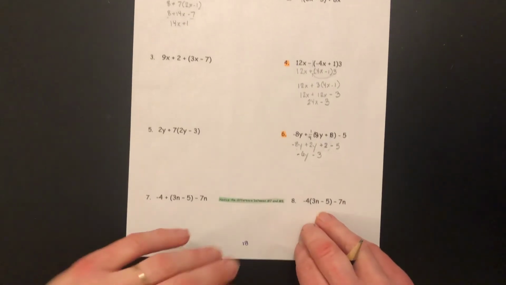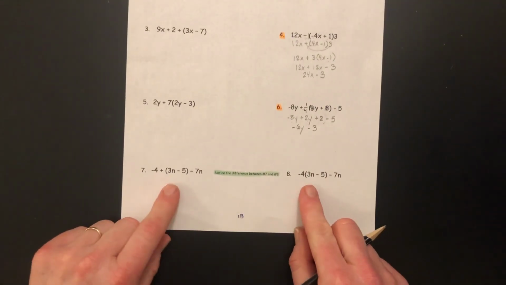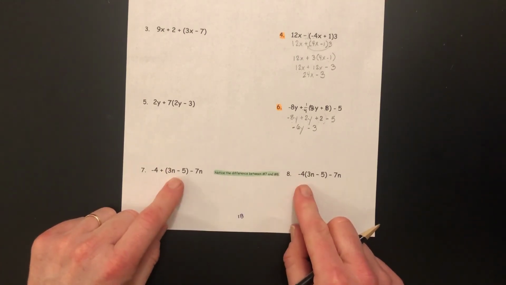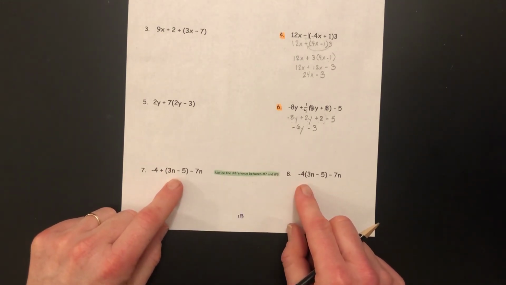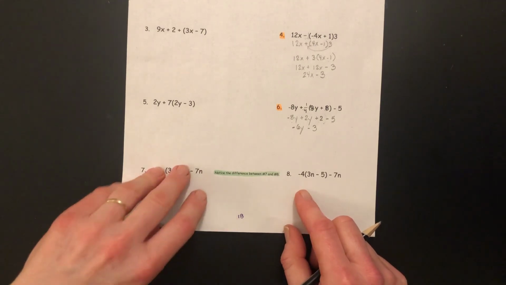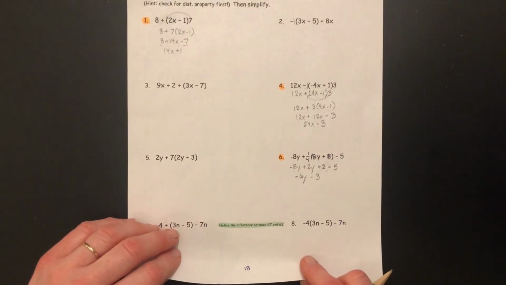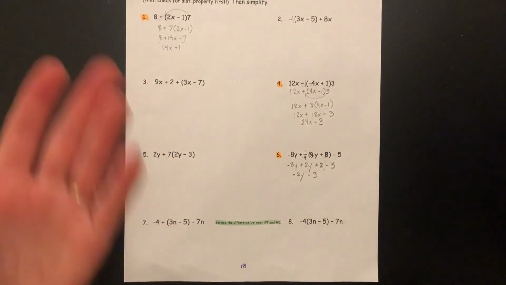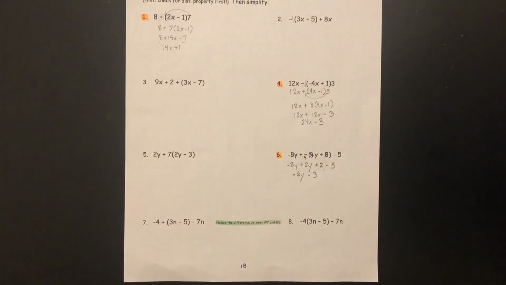Look down at the bottom. These two are almost identical, but yet they're not. One of them requires distributing, one of them does not. Be careful about that. Remember, you do not need to distribute on all of these. These here, you have distributing and you have not distributing. So be careful and think about what you're doing.